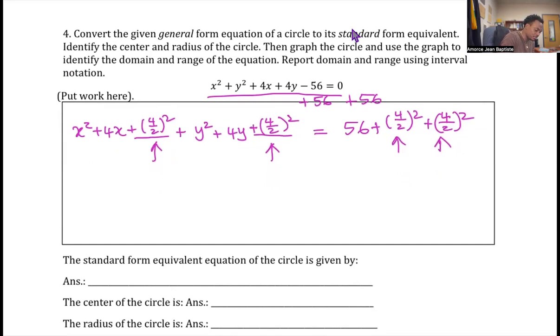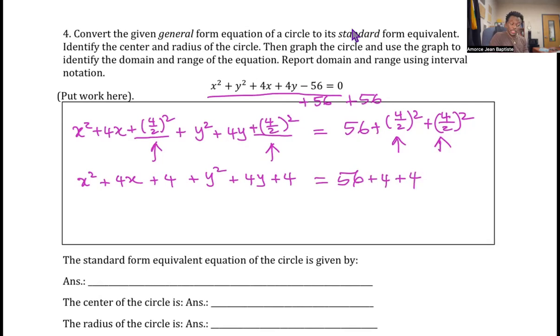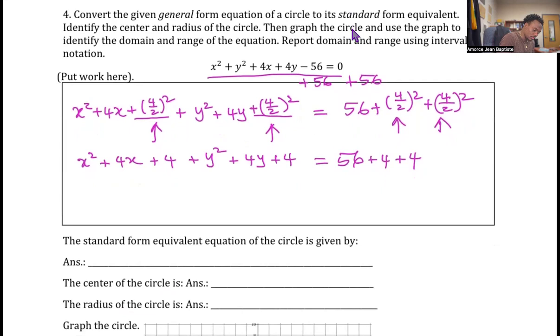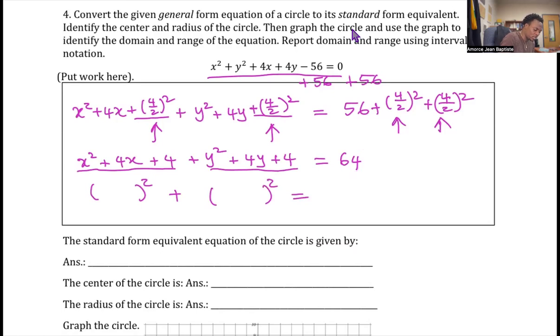So that is x squared plus 4x plus 4 plus y squared plus 4y plus 4 equals 56 plus 4 plus 4, which is 64. Now we can write a perfect square for this one and a perfect square for this one. I set up my parentheses squared plus another square equals, and this is also a perfect square, so that's 8 squared.